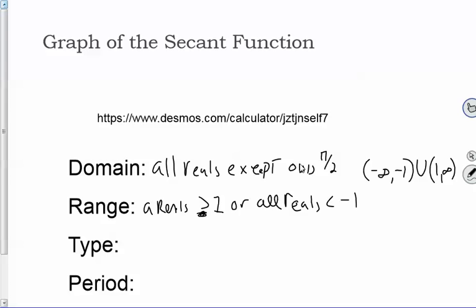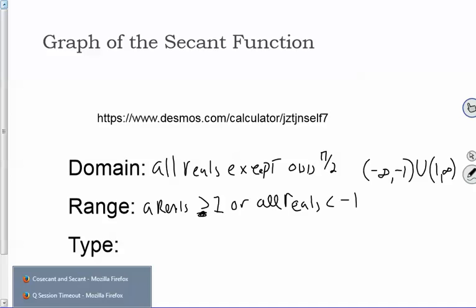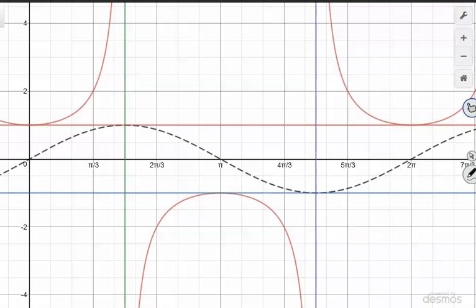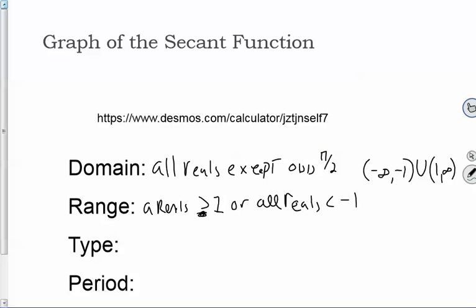What type of function is this? If we look at it, is it even or is it odd? Can we fold this? It looks like I can fold it right here and put it in my pocket. So I think we're good with that. Let's type that up. The type of function is an even function, and its period is going to be 2 pi, because it is the inverse of the sine, right?